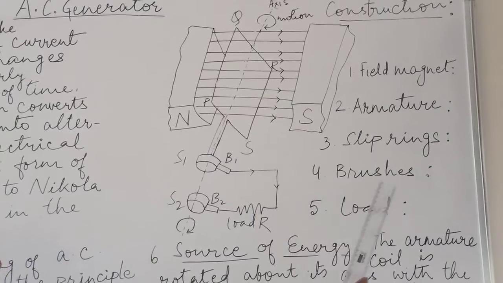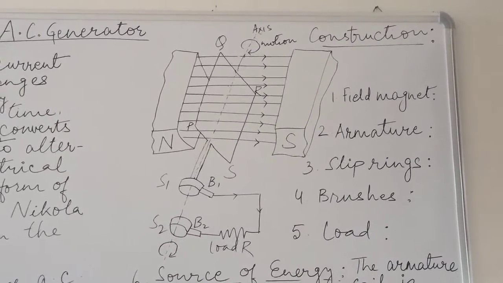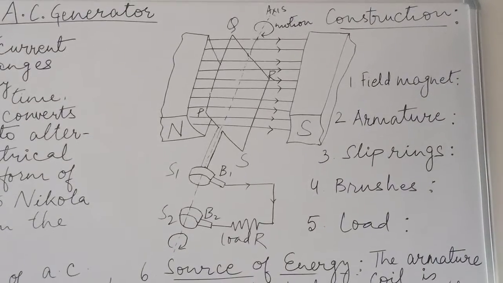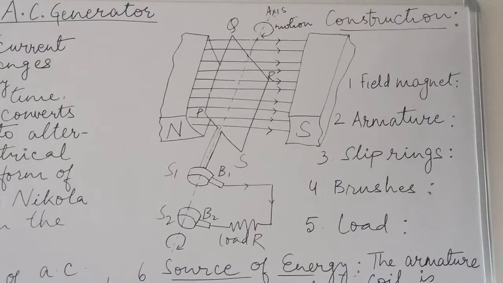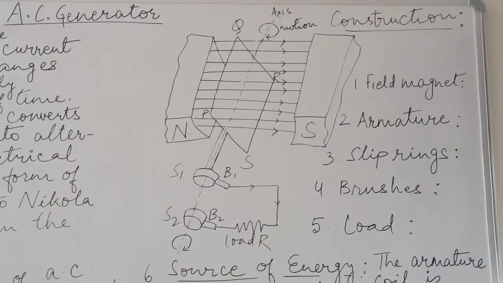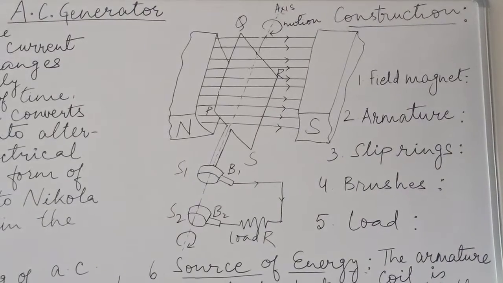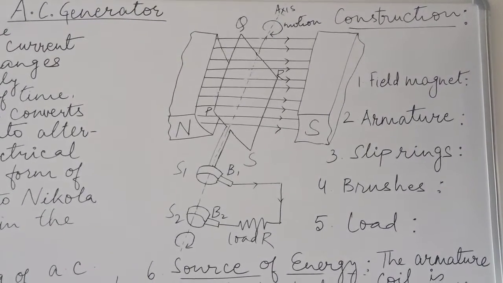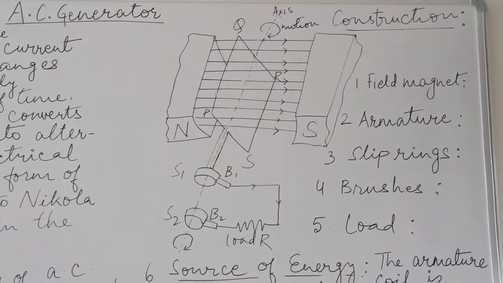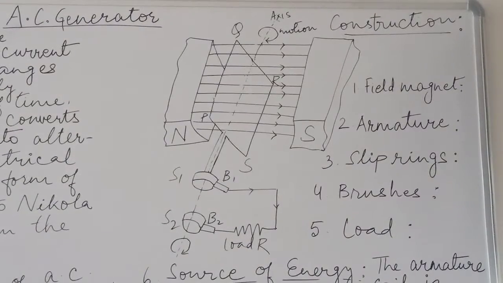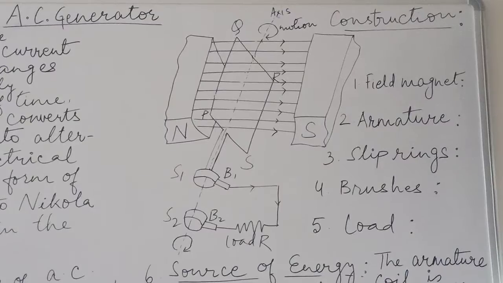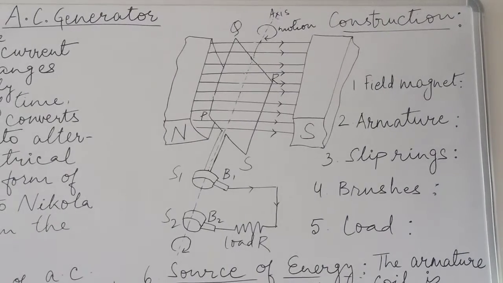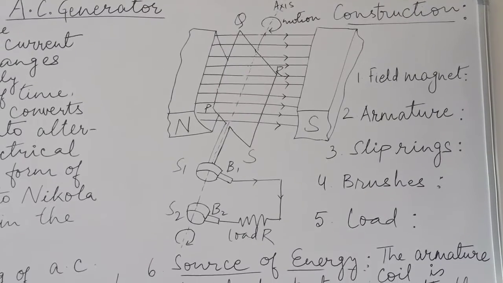Now, number 4 is brushes. B1 and B2 are the brushes. Two graphite or flexible metallic rods called brushes are lightly pressed against the two slip rings. The brushes B1 and B2 remain fixed in their positions and maintain sliding contacts with the rotating slip rings S1 and S2. It is through these brushes that the current induced in the armature coil is fed to the external circuit by means of line wires.